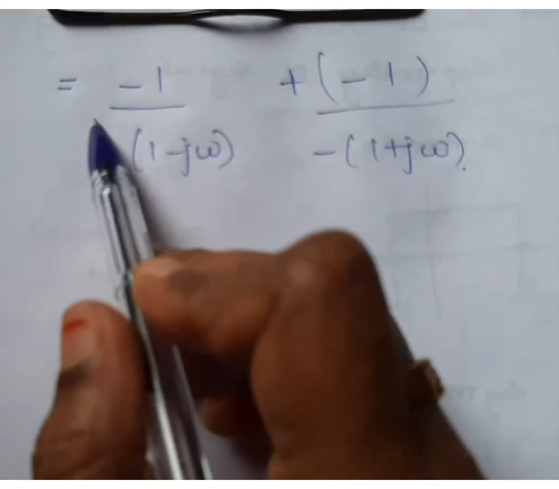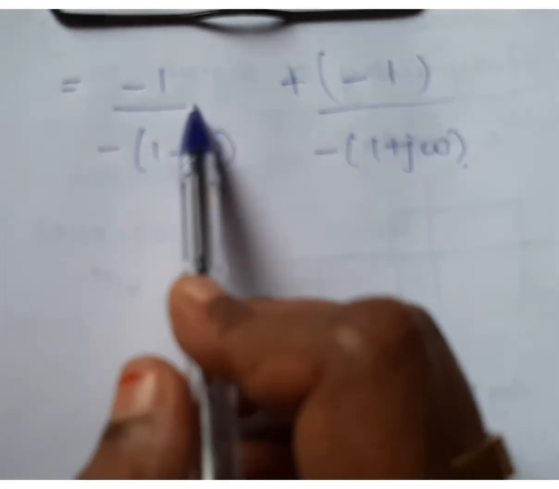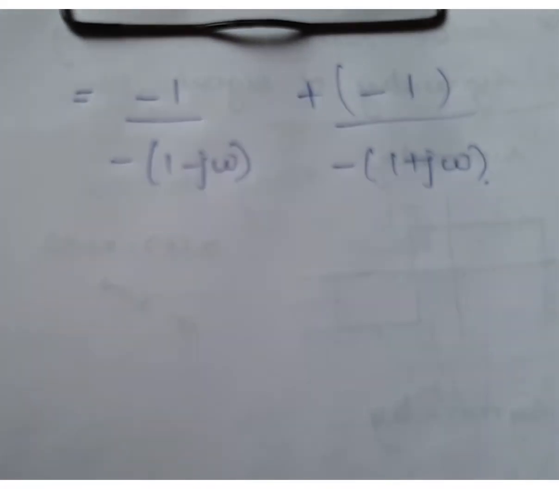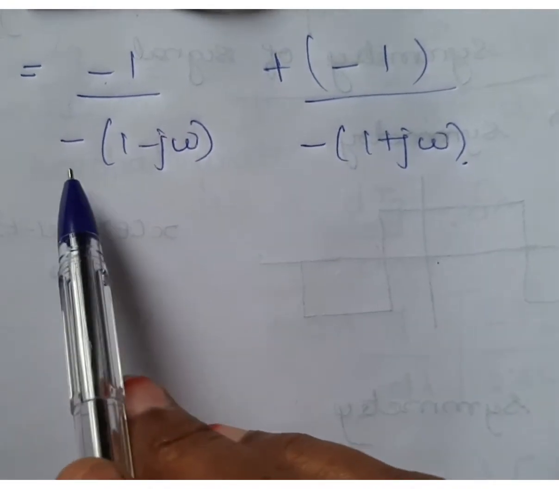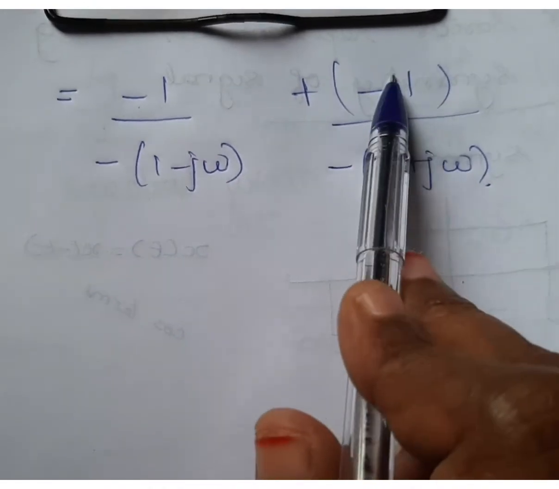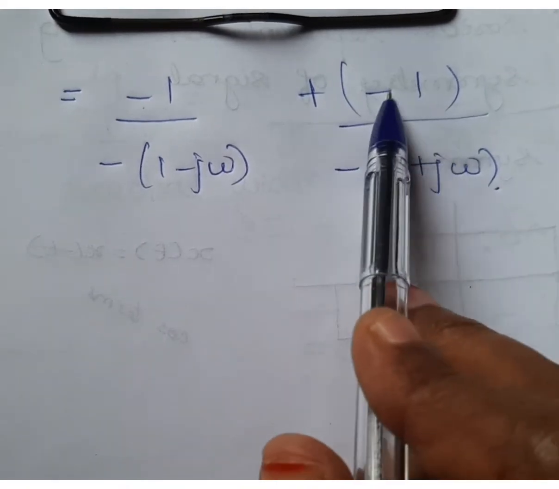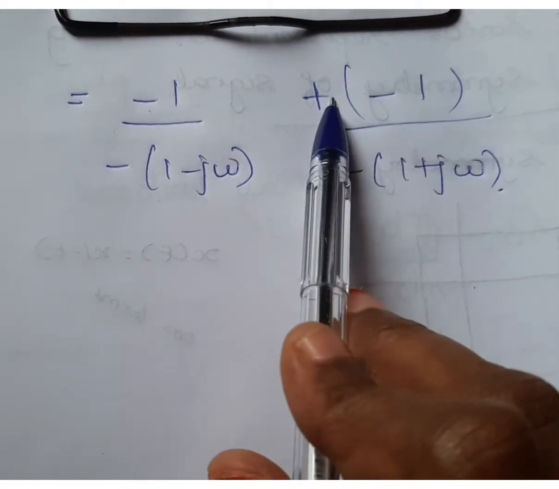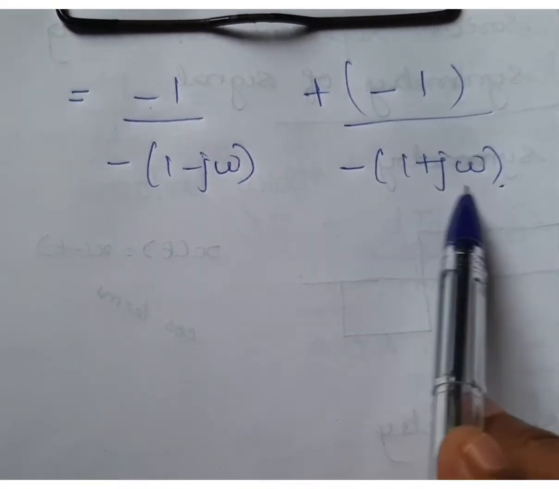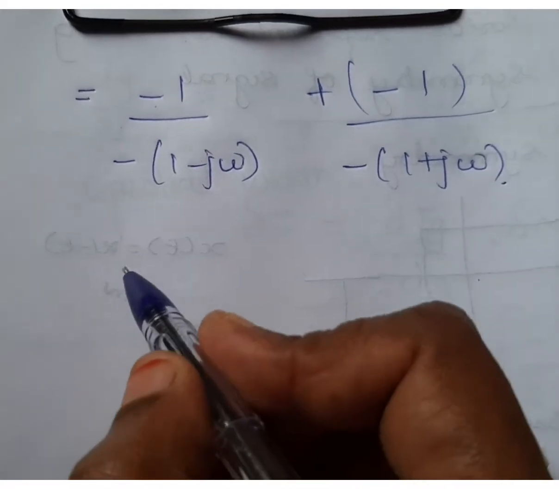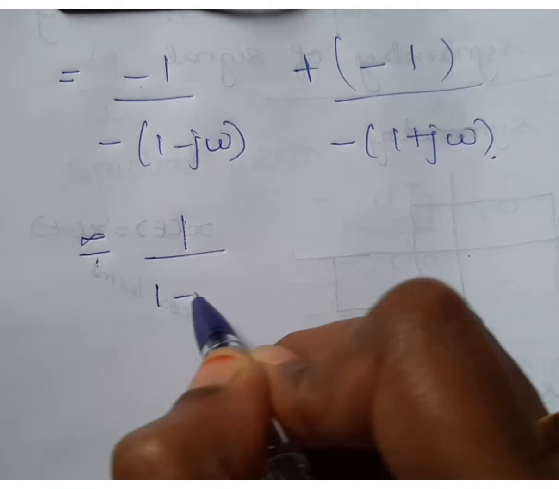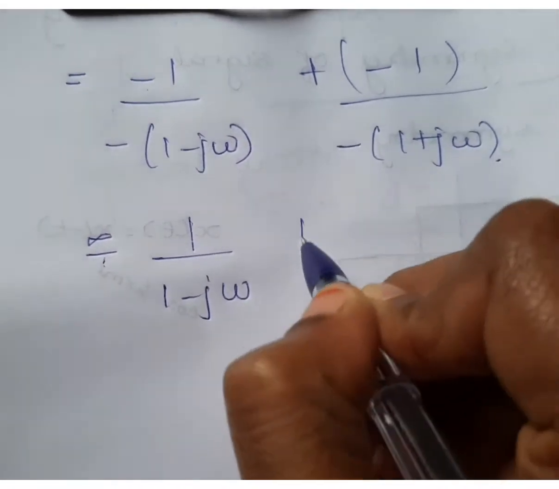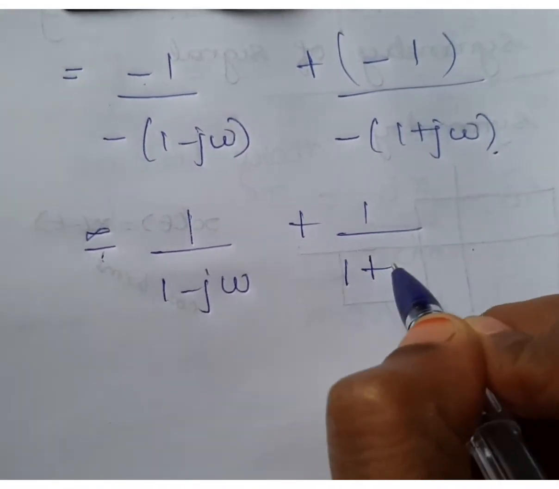So in the next step, we got e power minus infinity is 0 and e power 0 is 1. Okay, e power 0 is 1. So you got minus 1 by minus 1 minus j omega. Here also e power minus infinity is 0 and e power 0 is 1. So minus 1 by minus 1 plus j omega. So this minus minus will become positive and the remaining value is 1 by 1 minus j omega plus 1 by 1 plus j omega.